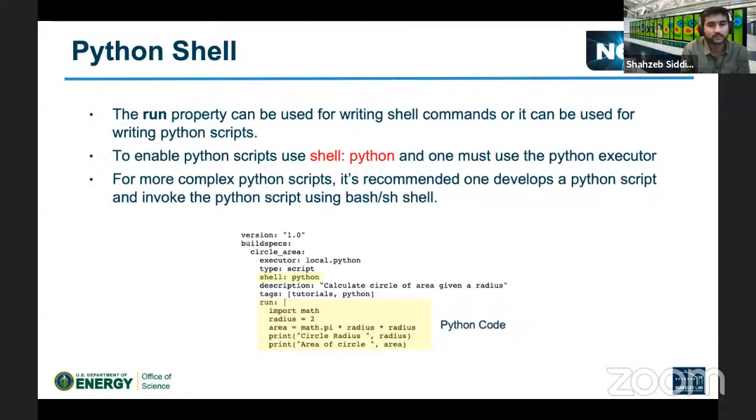Following that, you can use the Python shell, using the shell property to write Python code. All you need to do is change the shell to Python, and your run section where you actually define your script can be used to write Python code. It's pretty easy to do simple Python code. If you have your own Python scripts, you can certainly just invoke the Python script using a bash or sh shell, and just change the shell name.